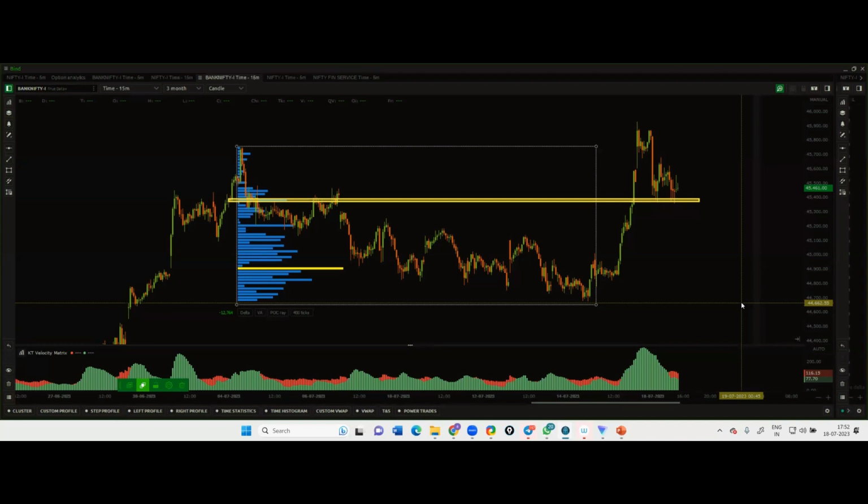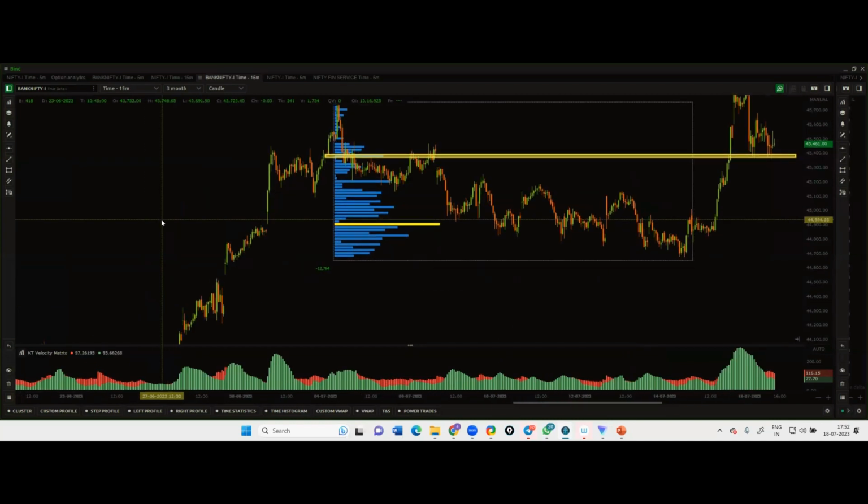There is a whole other way of using delta with footprints consistently. I'm not talking about one or two cases. I'm talking about a consistent perspective, where you can actually rely on that metric on a day in and day out basis.